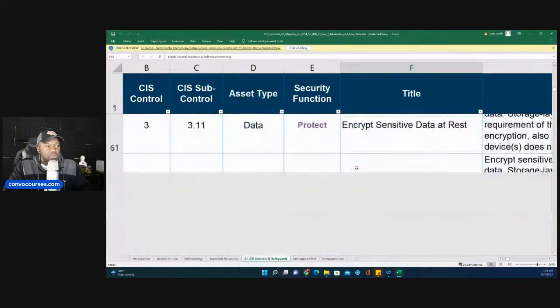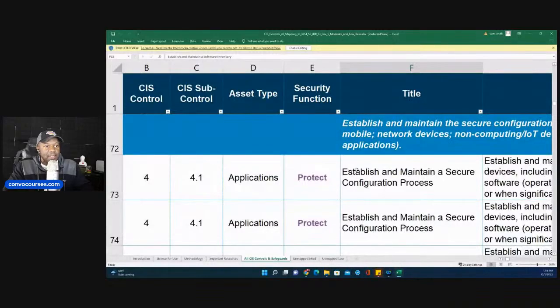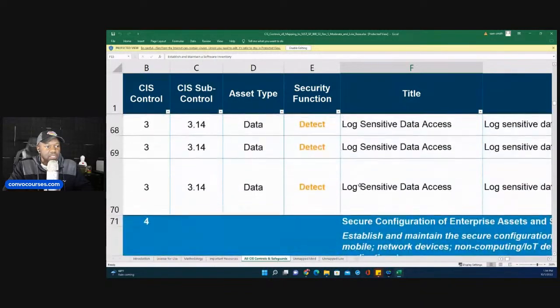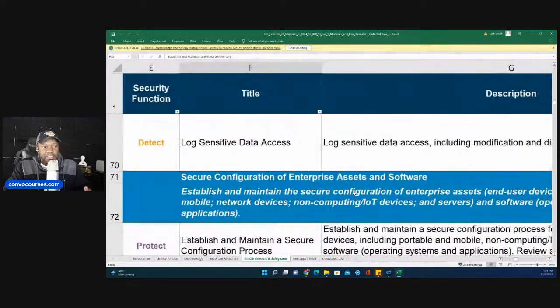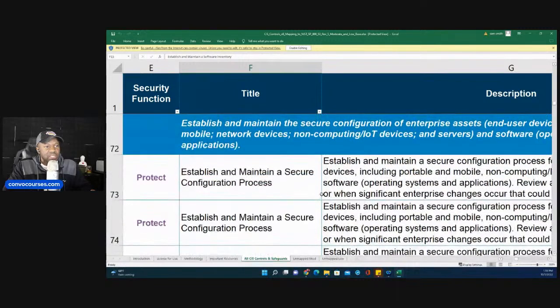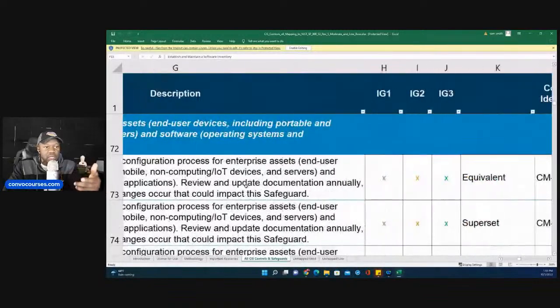Let's go to CIS 4. CIS 4 is dealing with the configuration of enterprise assets and software. So this is CM controls, I believe, if I'm not mistaken, for the NIST 800 control family. We're talking about establish and maintain a secure configuration process. This right here is also baseline. So this is making sure that we have a baseline and making sure that we are taking care of that.